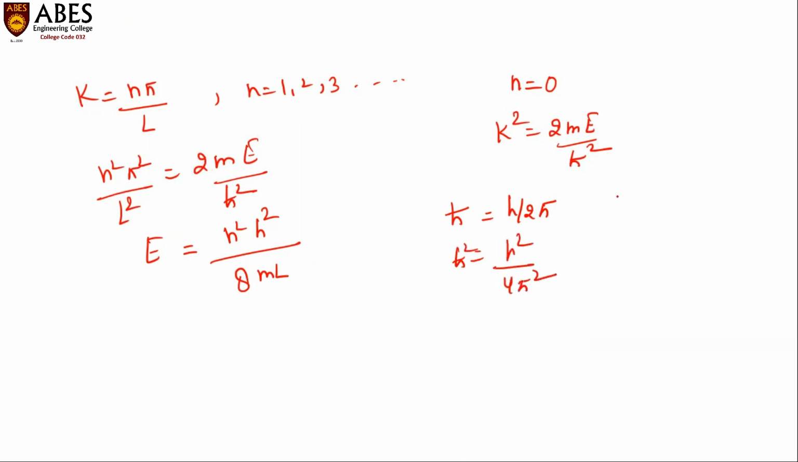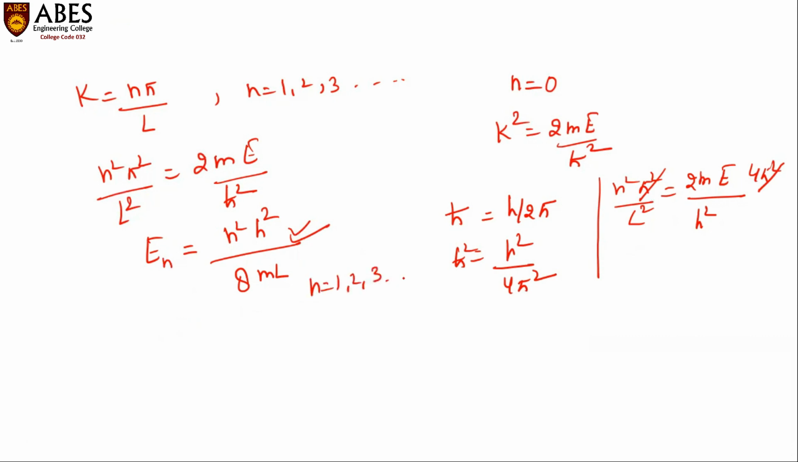We put here n square pi square by L square equal to 2mE times 4 pi square in the denominator with h square. Pi square and pi square cancel out, and that 4 becomes 8. That means 8 m L square, h square, n square. So E_n is equal to n square h square by 8 m L square, where n is equal to 1, 2, 3, and so on.